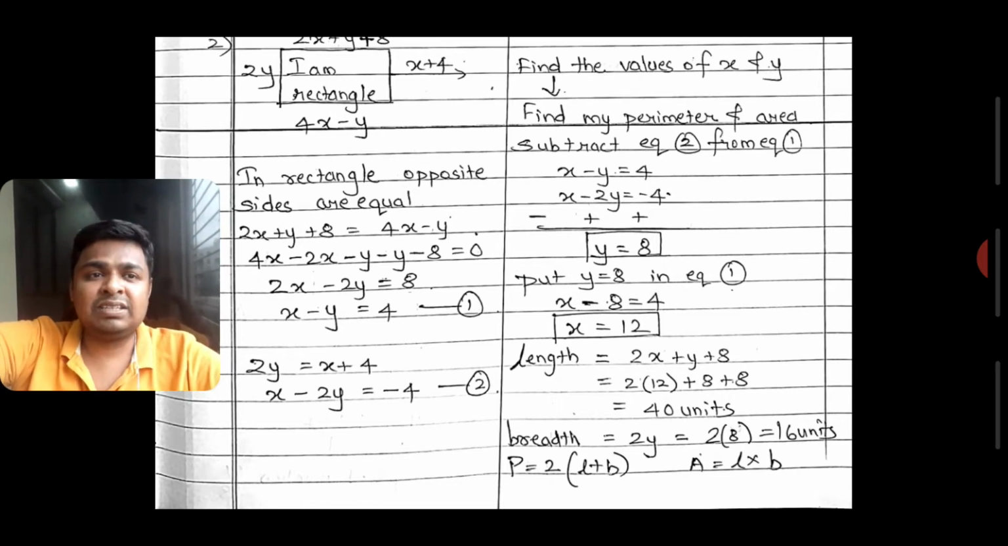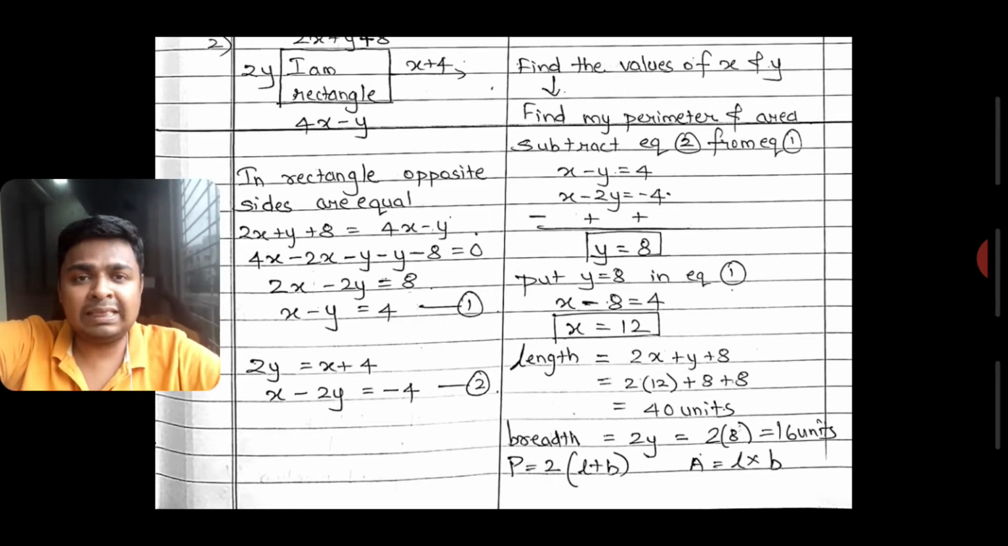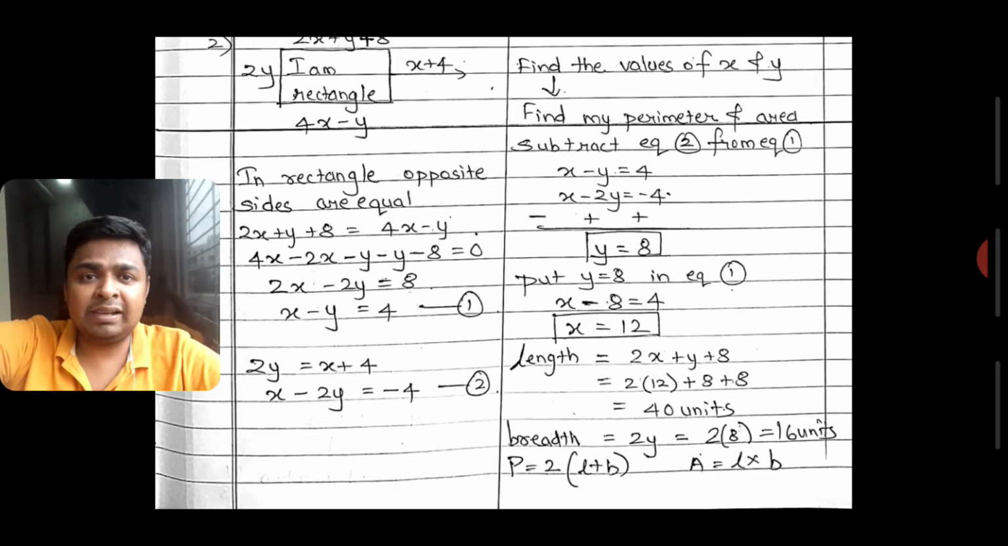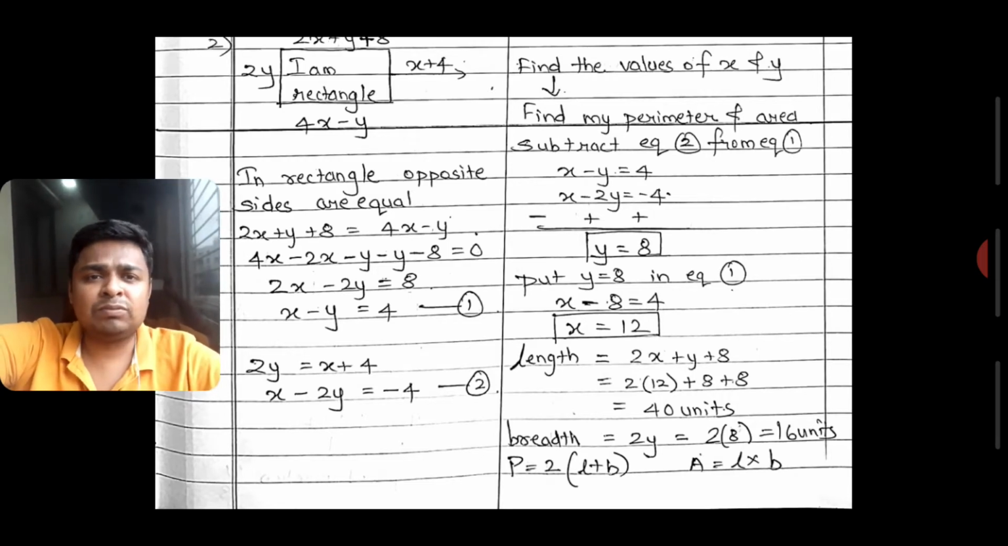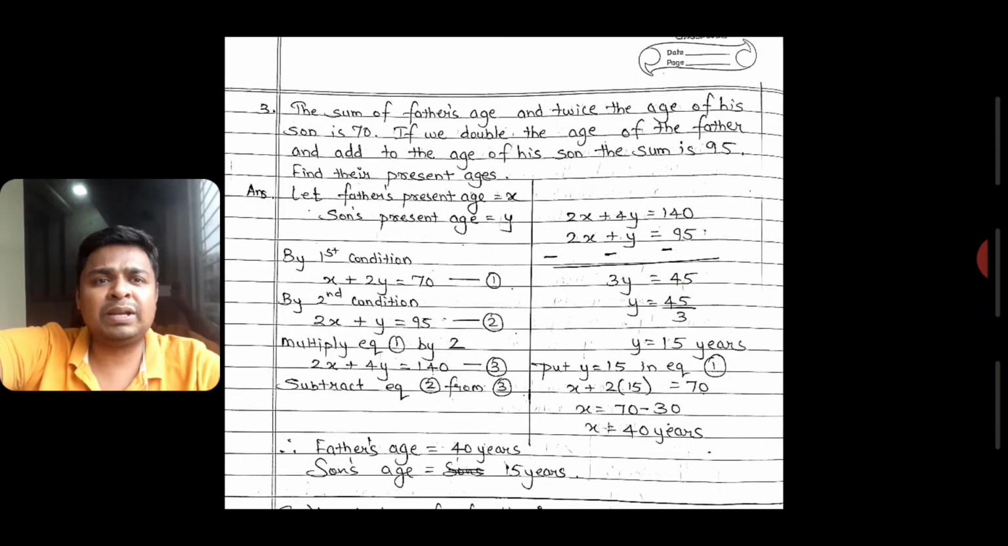Now length is equal to 40 units by substituting it, and breadth is equal to 2y. Now perimeter I am not going to find it. You will do it, the formula is in front of you. Perimeter is equal to 2 into length plus breadth, and area is equal to length into breadth. Remember this, perimeter of a rectangle 2 into length plus breadth, and area of a rectangle length into breadth. Now you know the value for length 40 units, you know the breadth also 16 units. Put these values, do a little bit of calculation and write the final answer. So very simple example, you can do it on your own.